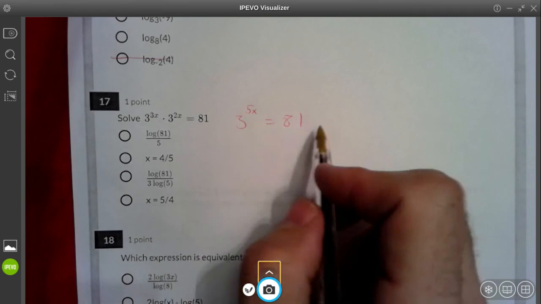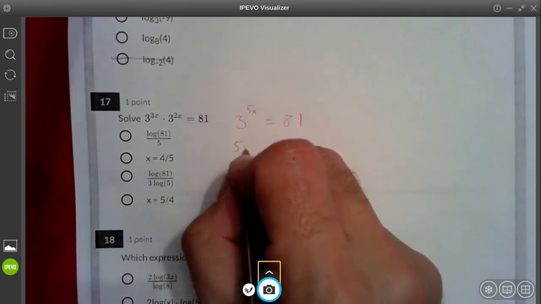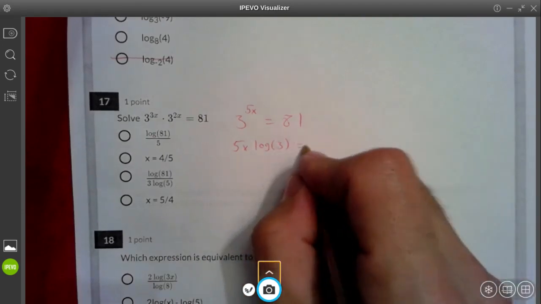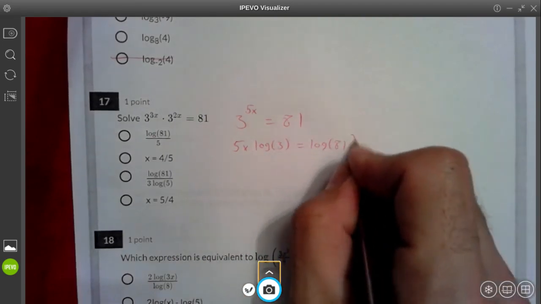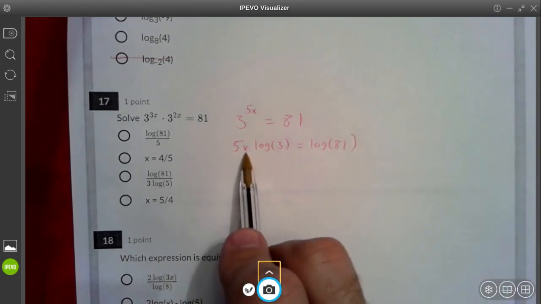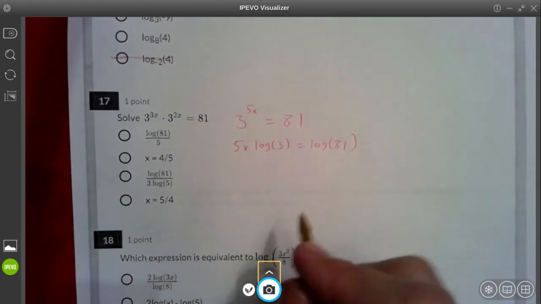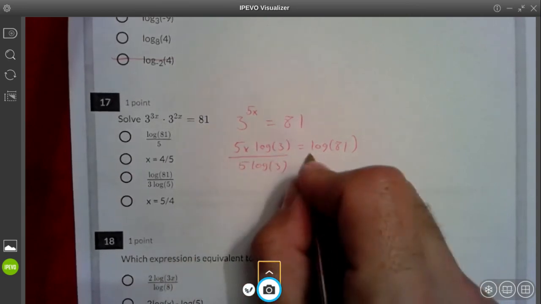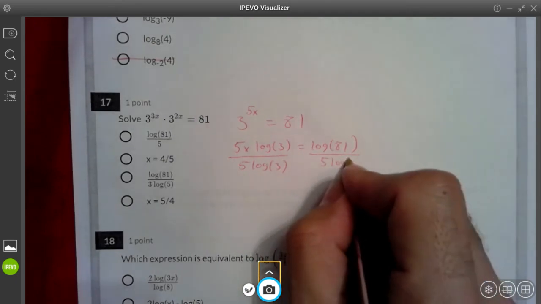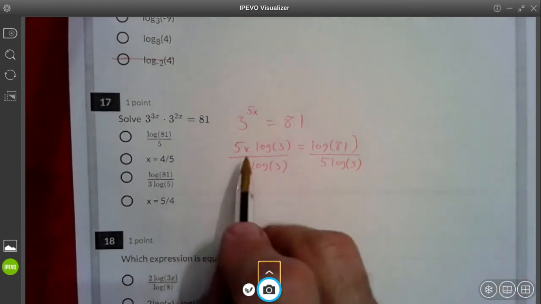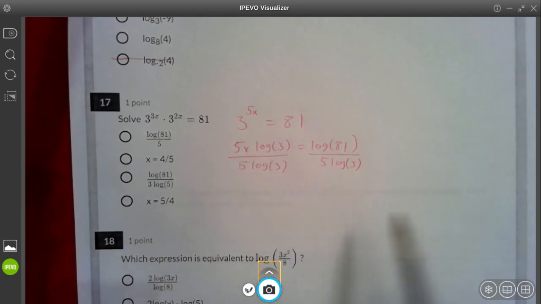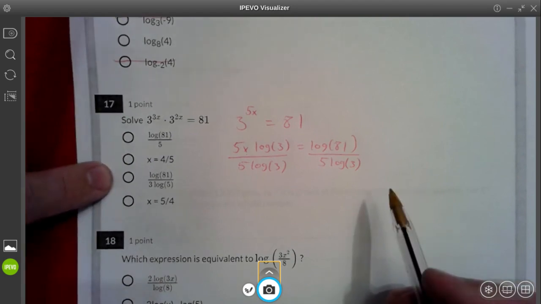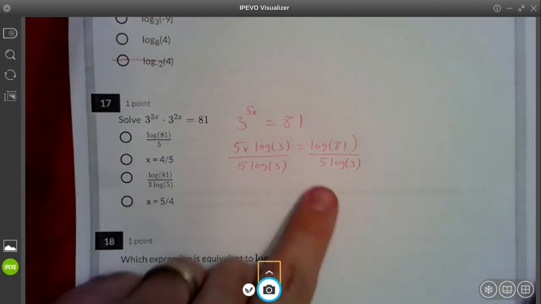And now you can take the log of both sides to bring that exponent down. It'll give you 5x log 3 is equal to log 81. And since you're solving for x here, you want to cancel out the 5 and the log 3, so you're going to divide by 5 log 3 to make that happen. Okay, so x will equal whatever this is. It's almost option C, but that is not quite right. So let's type that in.